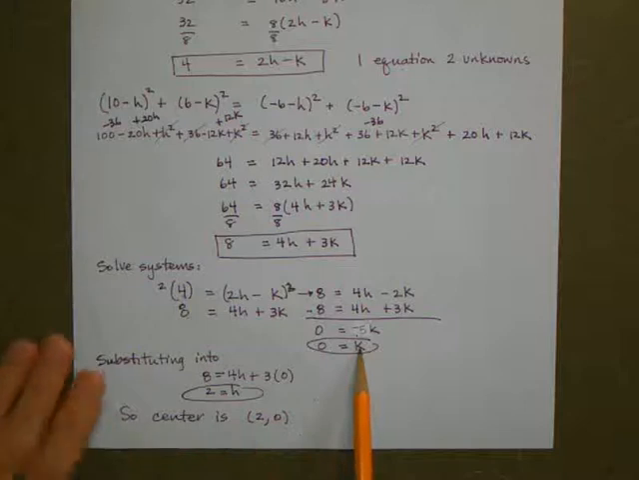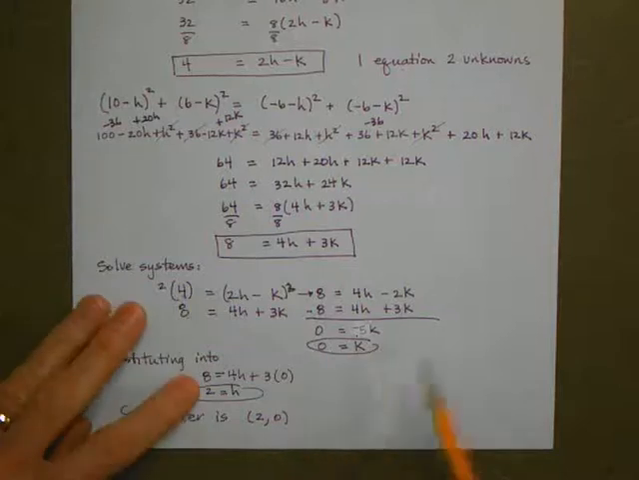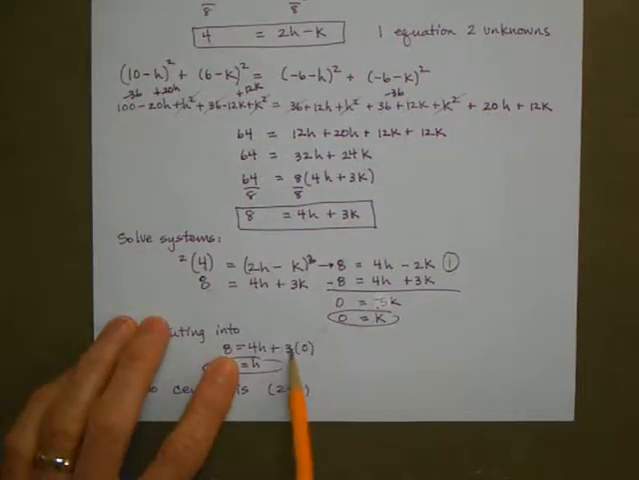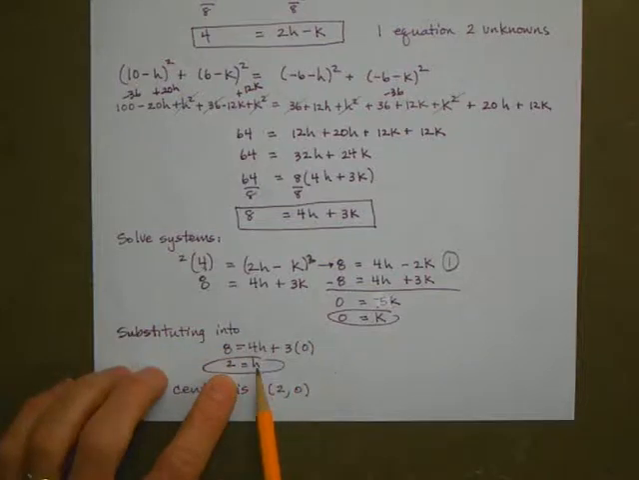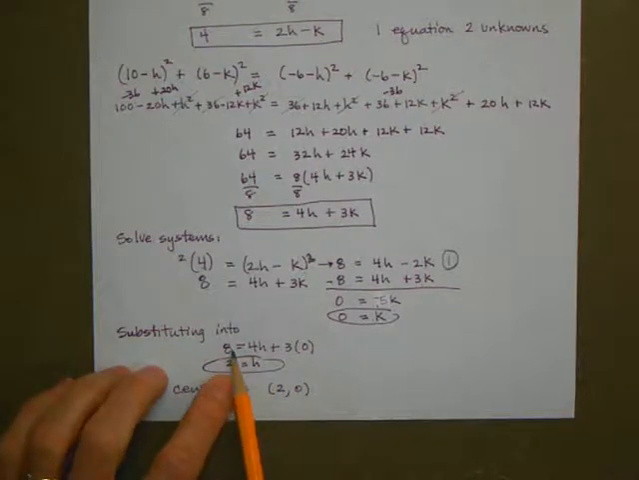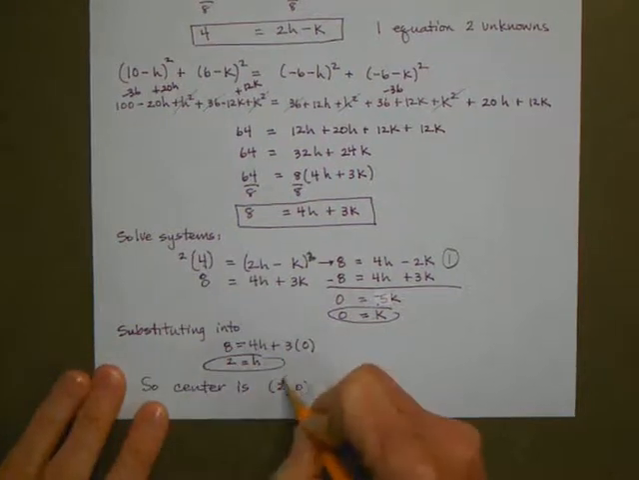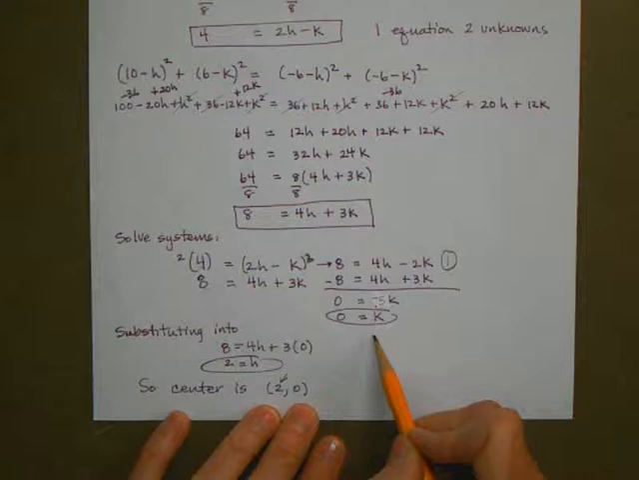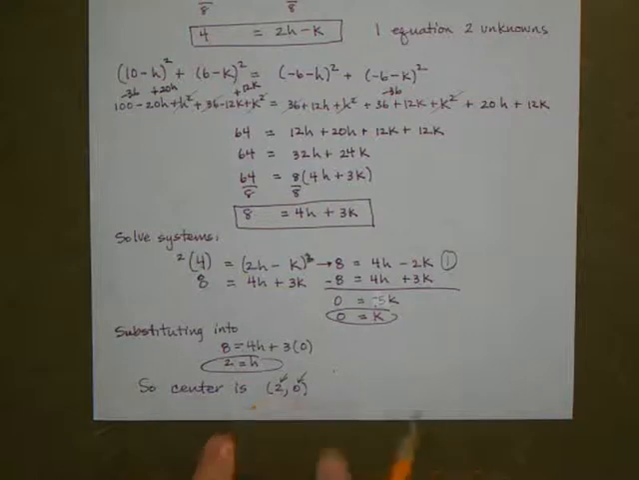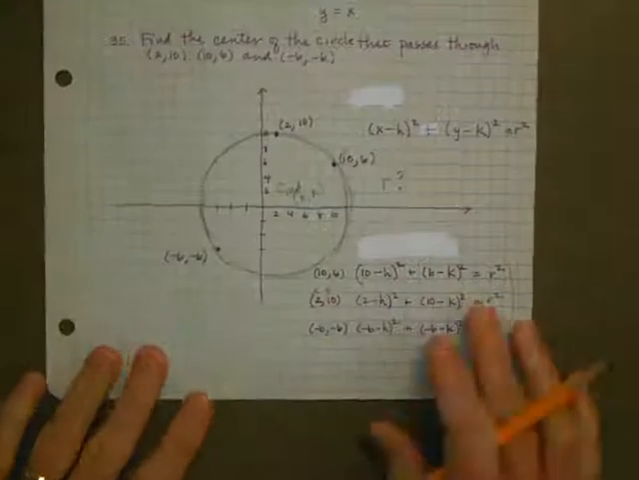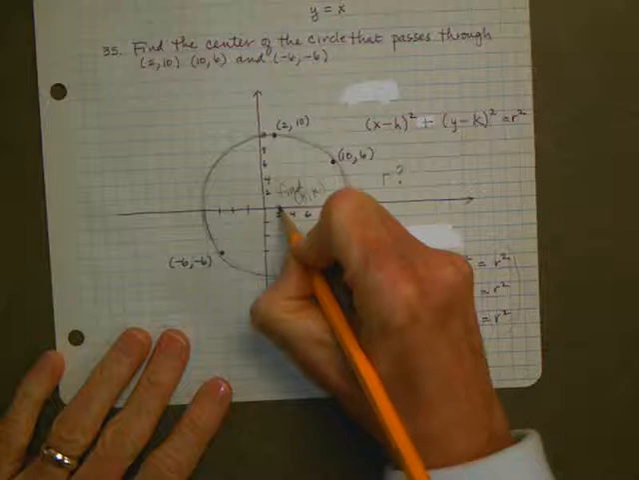Now, substituting into this equation here, that I've just marked with a 1, I know that k is 0. 8 equals 4h plus 3 times k. k is 0. So I get that 4h equals 8. If 4h equals 8, then h equals 2. So now I have the x-coordinate of the center, and I had the y-coordinate of the center. So the center of my circle is 2, 0, which, if you'll notice, because I drew such a beautiful picture here, you can kind of see that the center of this circle is 2, 0.